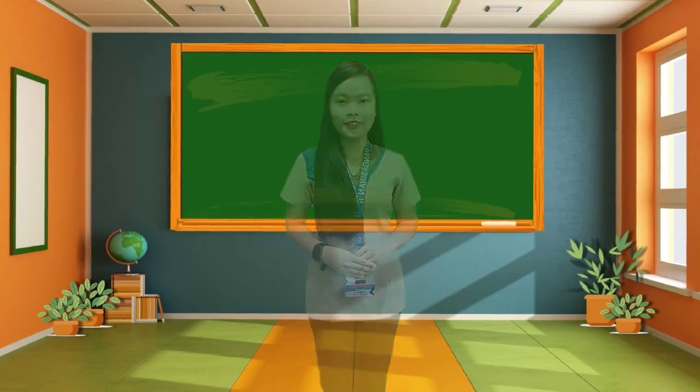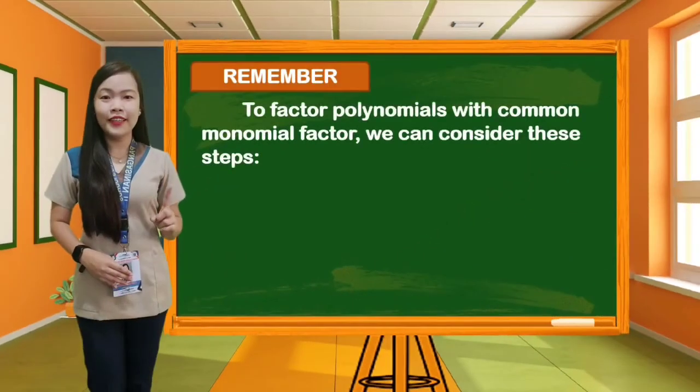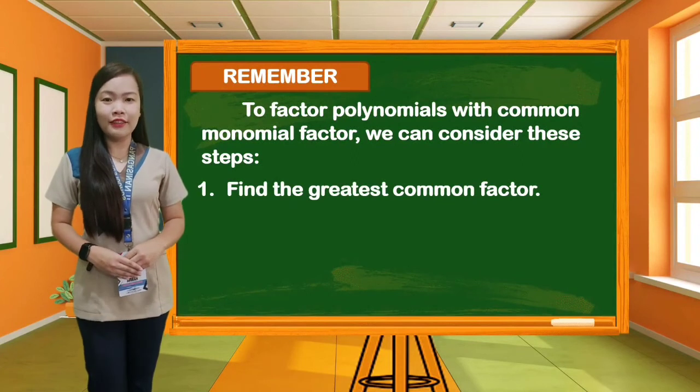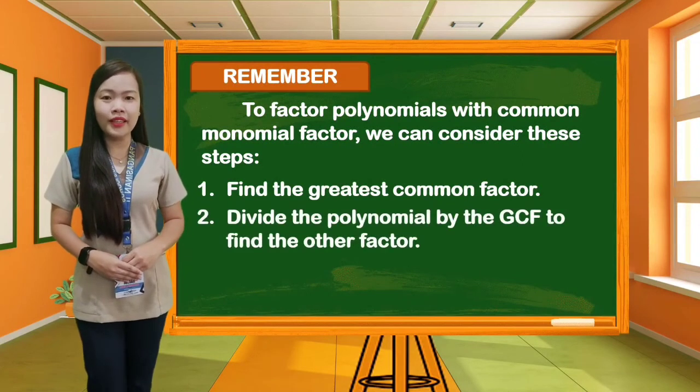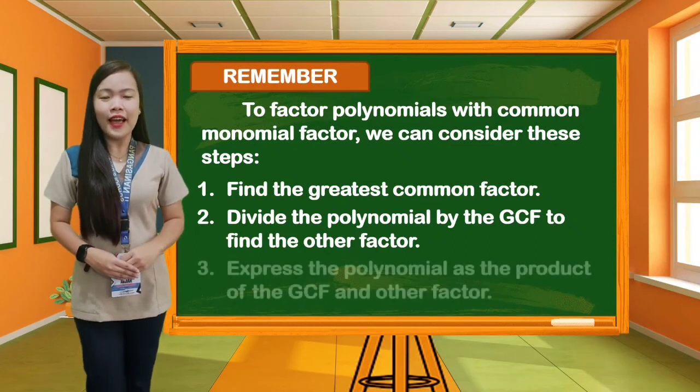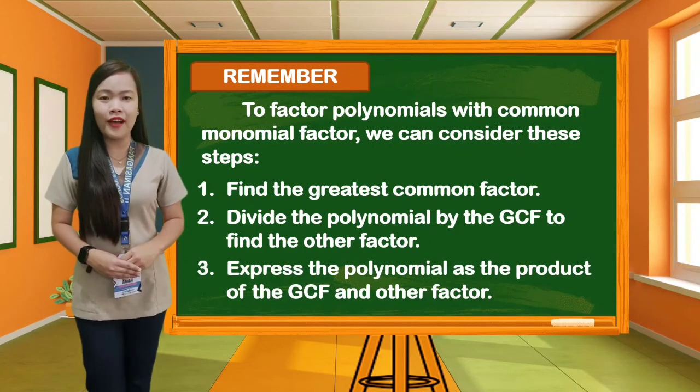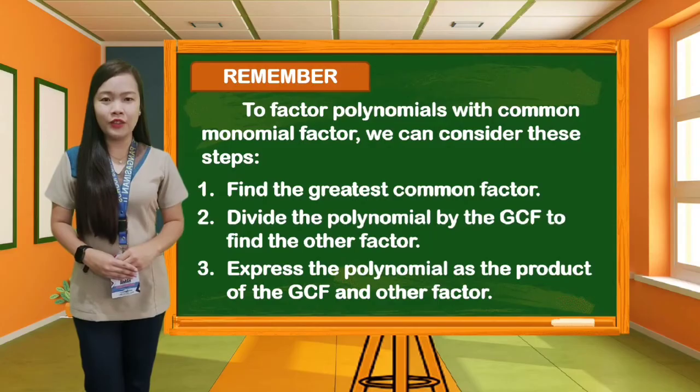So based from your activity, how do we factor polynomials with common monomial factor? First, find the greatest common factor. Then divide the polynomial by the greatest common factor to find the other factor. And lastly, express the polynomial as the product of the greatest common factor and the other factor.